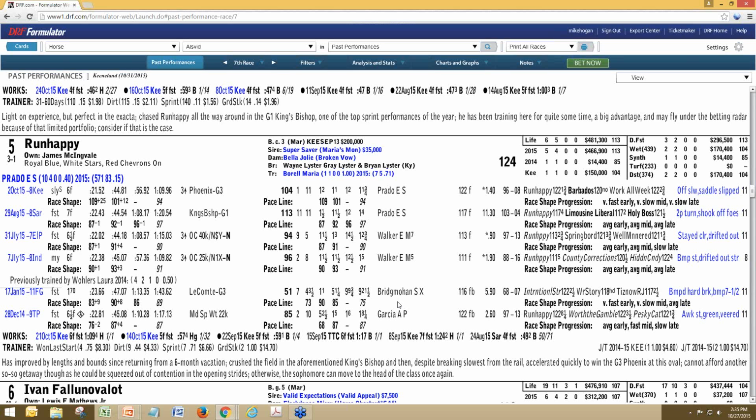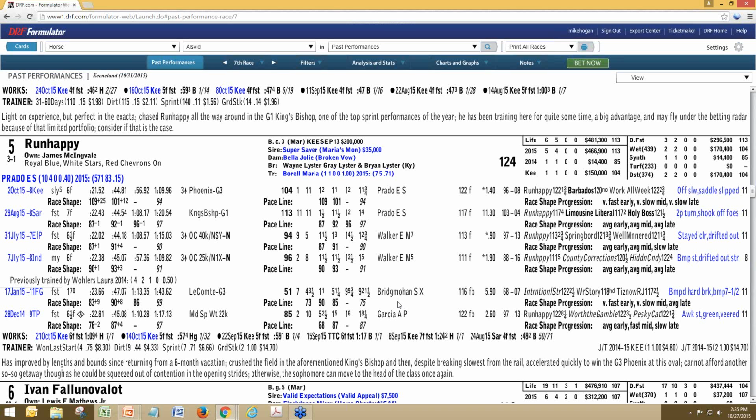3-1 on the program line. I really was hoping that, and I still hope, that Private Zone will get a lot of action. I was disappointed on multiple levels in the injury to Todd Pletcher's horse, Rockfall. So hoping to get 3-1 on Run Happy, and I think that would be a generous prize if we get it.